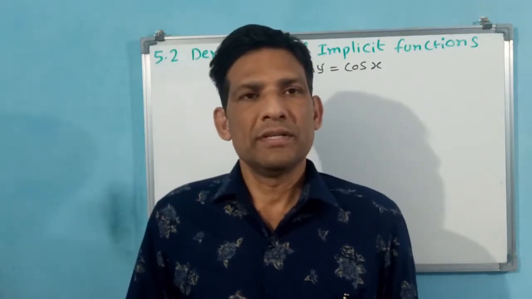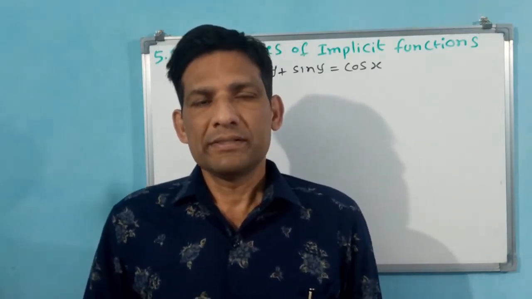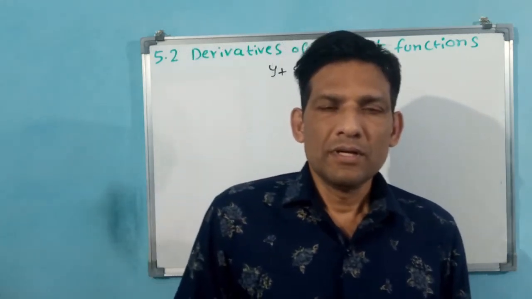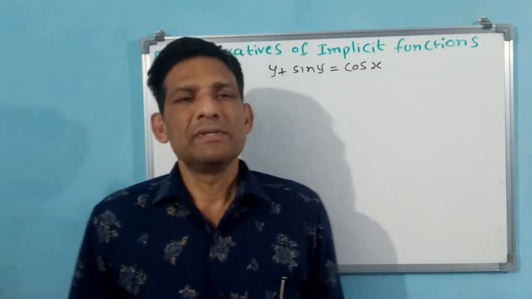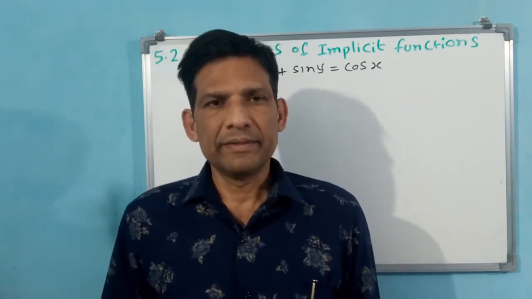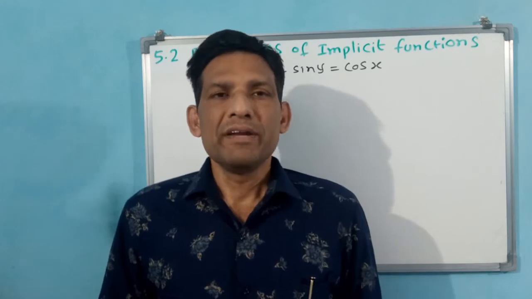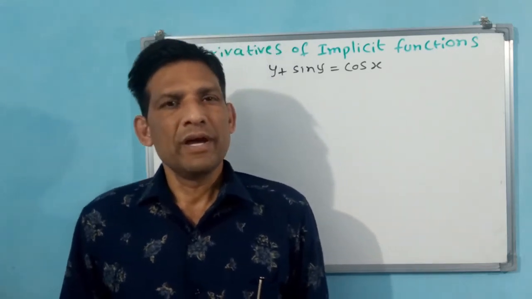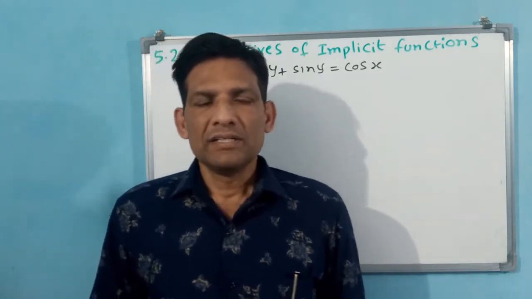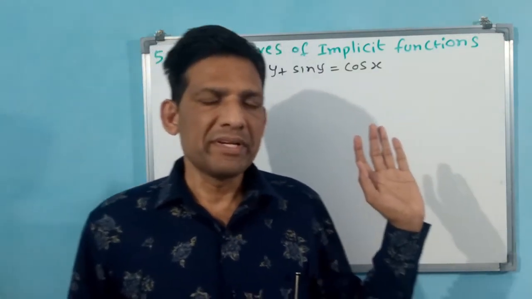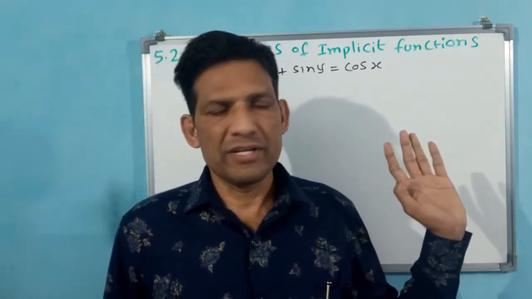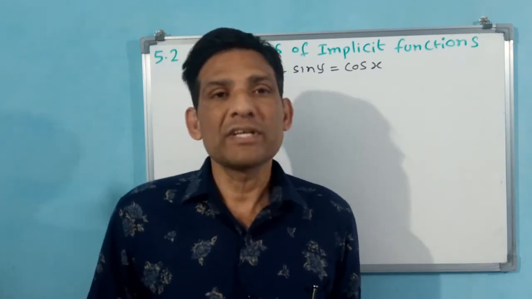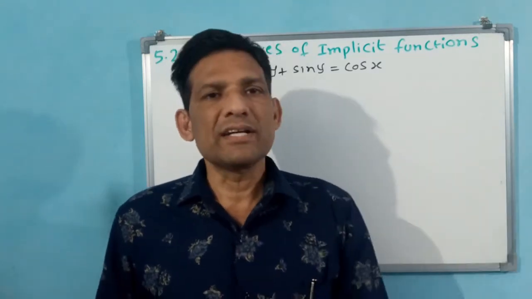Okay, dear students, we completed exercise 5.2 in the last class. Now before exercise 5.3, we will see some concepts. Two concepts are there. First concept is derivatives of implicit functions, and the second concept is derivatives of inverse trigonometric functions. From derivatives of implicit functions, we are not going to derive any standard derivatives. But from derivatives of inverse trigonometric functions, again 6 standards we are going to derive.